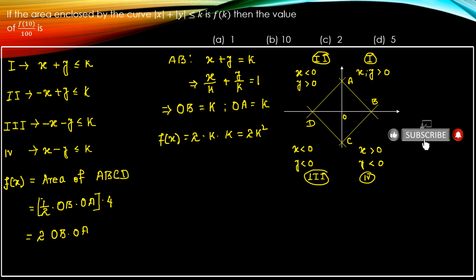So we can calculate f(10). That's very simple: 10 squared is 100, multiplied by 2 gives 200, and that implies f(10) divided by f(100) is equal to 2. Is the option available? Yes, option C is the correct option. That's it. Let's go ahead to the third problem.